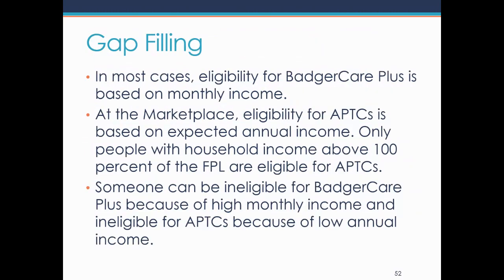Next, we have information on gap filling. In most cases, eligibility for Badger Care Plus is based on monthly income. At the marketplace, eligibility for advanced premium tax credits, or APTCs, is based on expected annual income. Only people with household income above 100% of the FPL are eligible for APTCs. So someone can be ineligible for Badger Care Plus because of their high monthly income and ineligible for APTCs as well because of low annual income.